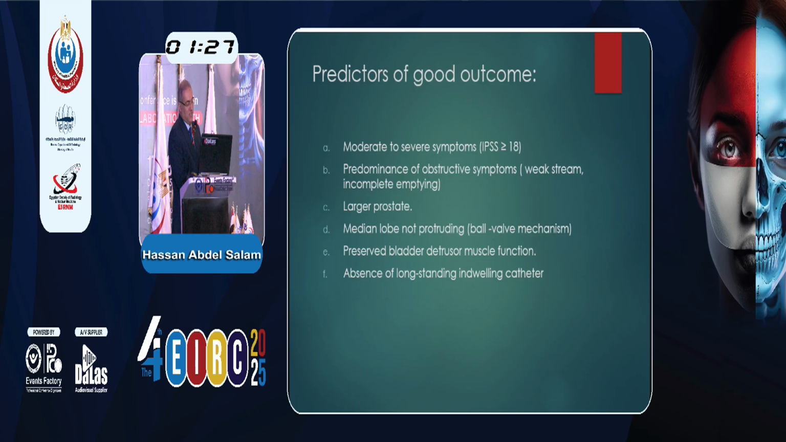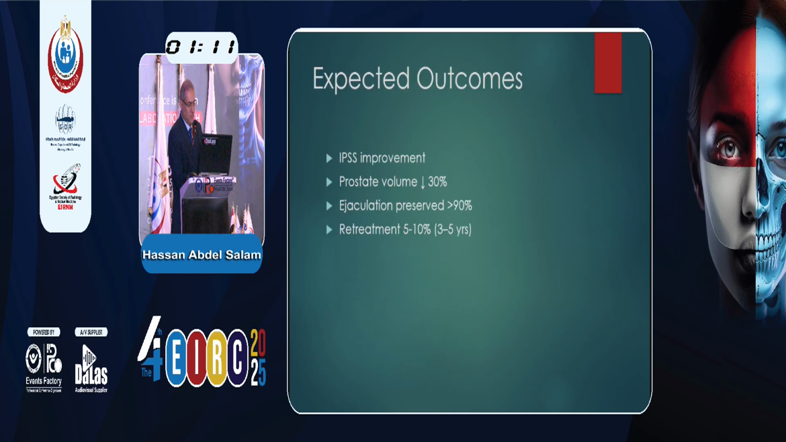Again, the median lobe is debatable. Preserved bladder function, and the patient is not on a long-term indwelling urinary catheter. Again, this affects the bladder wall function. And what we expect is the IPSS to be improved, and the volume reduction to be 30%, 30 to 50%.